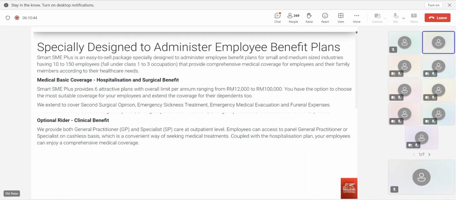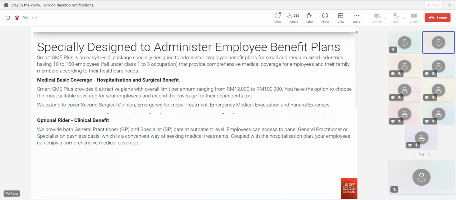And emergency medical evacuation and funeral expenses. Wow, all these are extensions that we allow under this policy, which normally the group medical policy do not cover. Yes, they do not cover. Okay, but we cover under this policy. That's why I said if you have this policy, it's very easy for you to go and knock on the doors of all the factories, of all the shop lots. You can easily sell this policy.